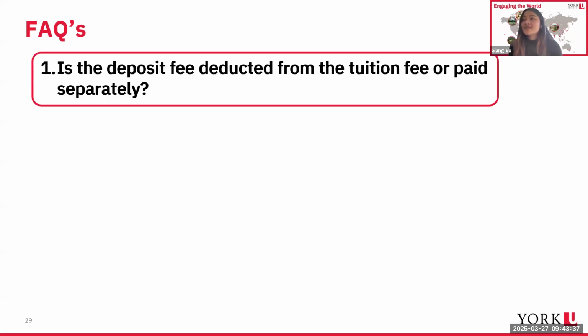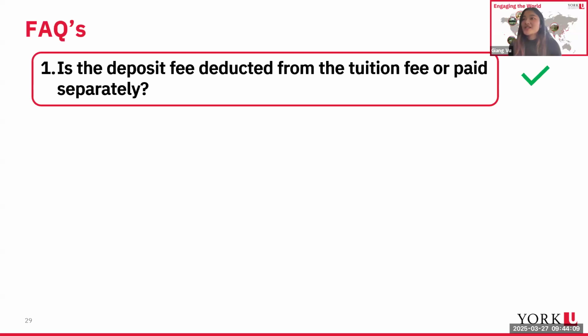for Karen is, is the deposit fee deducted from the tuition fee or paid separately? Yeah, so the acceptance fee again is a mandatory deposit of $2,000 that is required at the time that you accept your offer of admission, and that is going to be applied directly towards your fees. So it will reduce what you're owing for your September bill. It is not a separate charge. It will be applied to your student account to reduce whatever you're owing on your account.